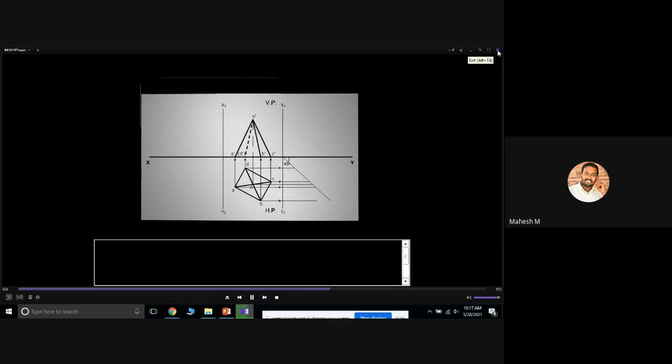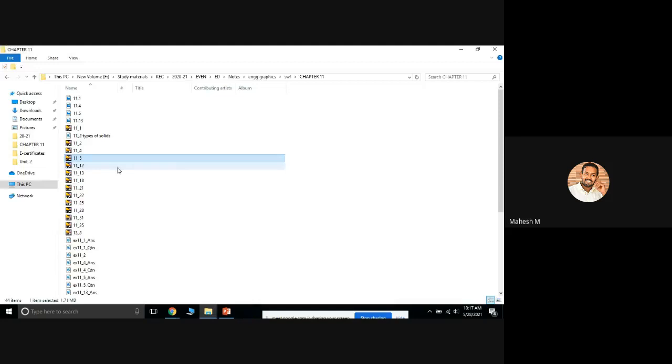So is it enough? We don't have to draw the side view. Now this video is showing how to draw a side view, so it is not required for our condition. Okay. So the next video.